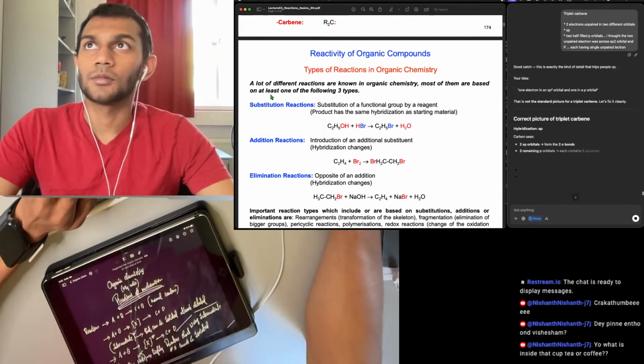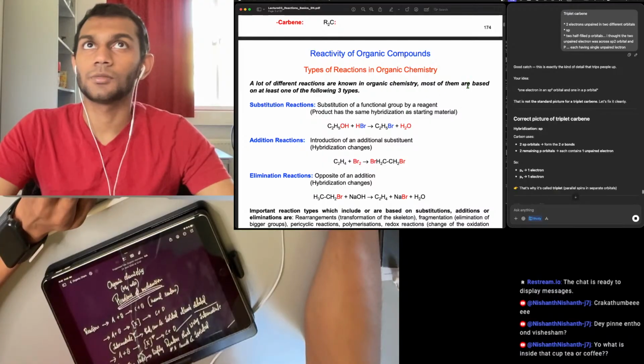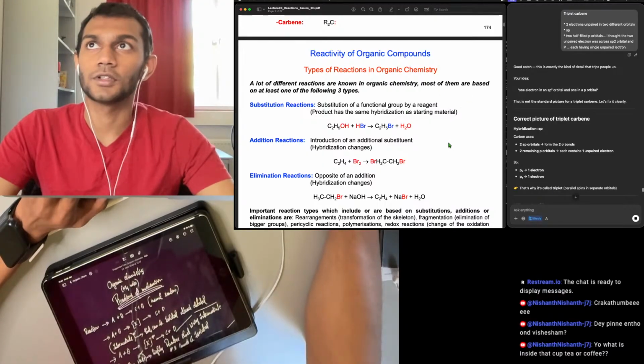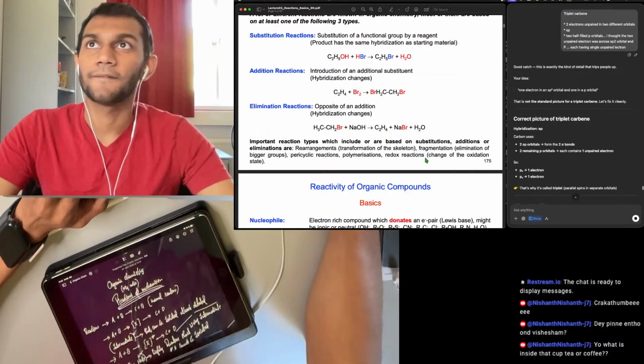Types of reaction in organic chemistry. A lot of different reactions known in organic chemistry. Most of them are based on one of the following three types: substitution, addition, elimination.